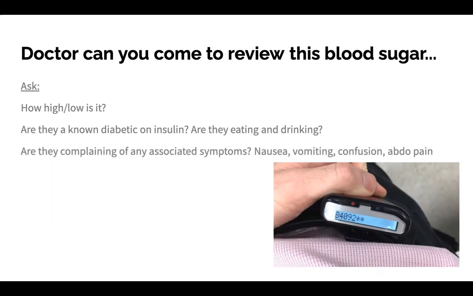One of the most important things to ask is whether they're symptomatic. Does the patient have any nausea or vomiting? Are they confused or complaining of any pain? And when was the reading taken? Is this a pre-meal reading or a post-meal reading?